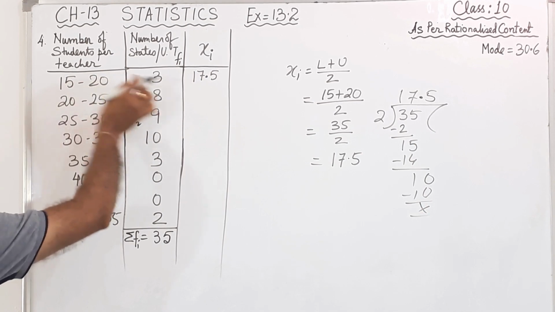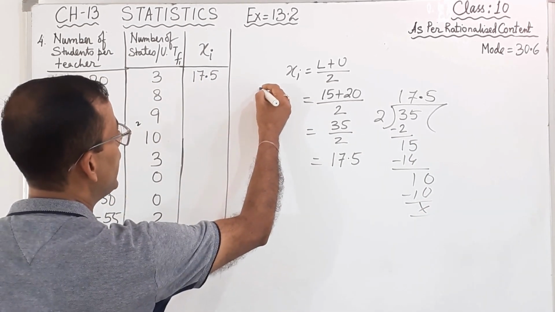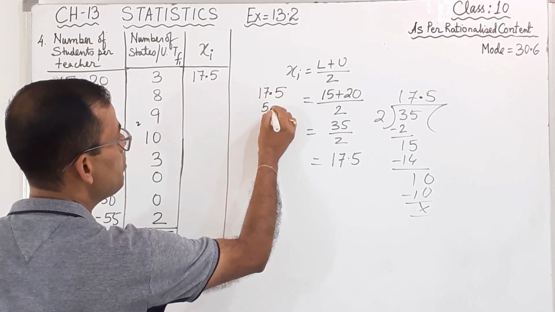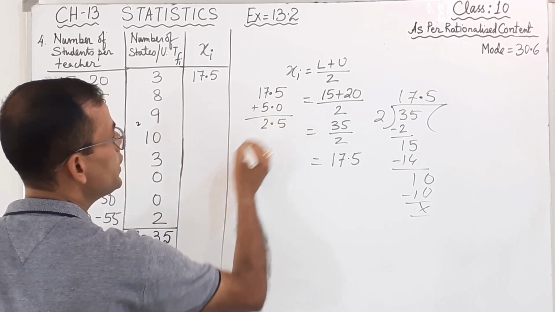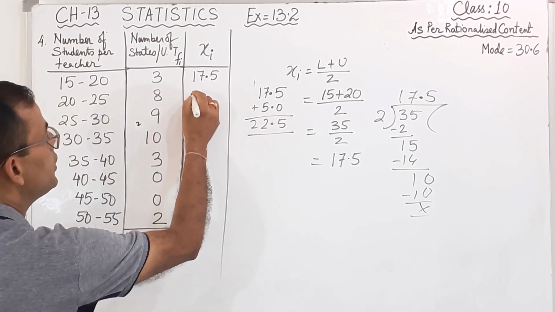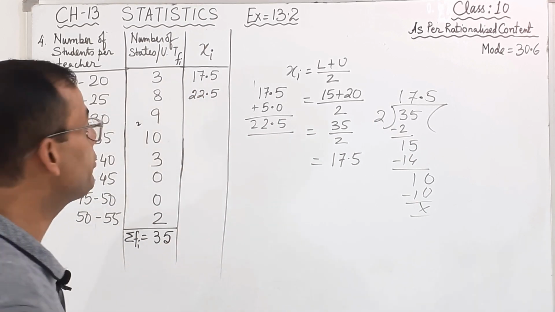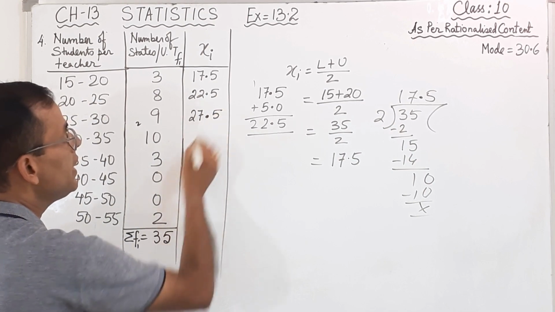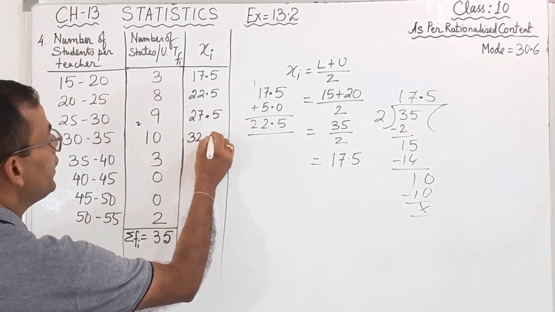Now what was H? H was 5, so it will be increasing by 5. So what I told you, 17.5, if you add 5, means 5.0. So what you will get? Now 22, see 7 plus 5, 12, 1. So 22.5. Again with 22 you add 5, 27. So this will be 27.5 as it is. Again with 27 you add 5, it will be 32.5.